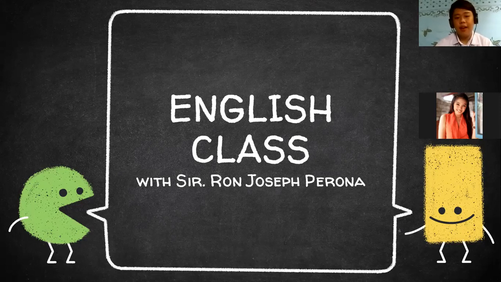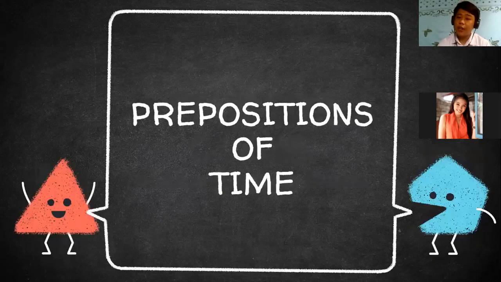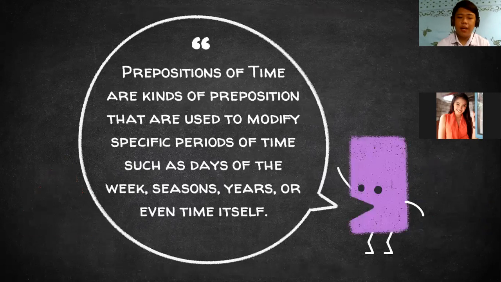Now let us start with our English class. I remember that we have already finished our discussions about conjunctions, right? So now we are finally moving on to our brand new lesson. Our lesson for today is called Prepositions of Time. First, let us define what prepositions of time are. Prepositions of time are kinds of preposition that are used to modify specific periods of time, such as days of the week, seasons, years, or even time itself.